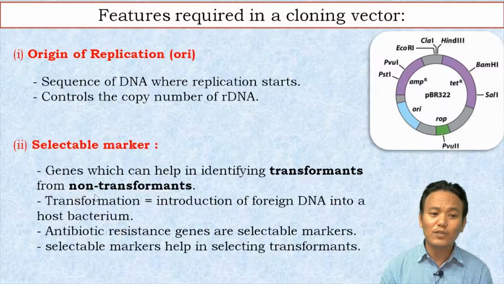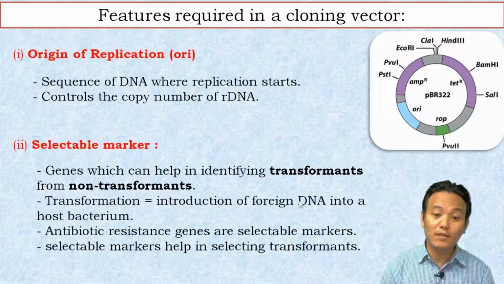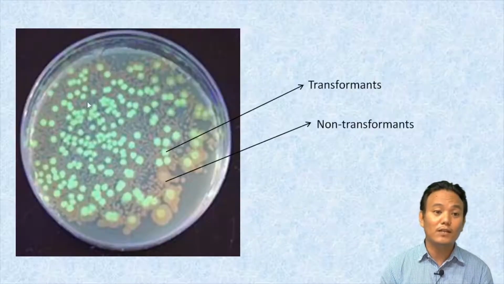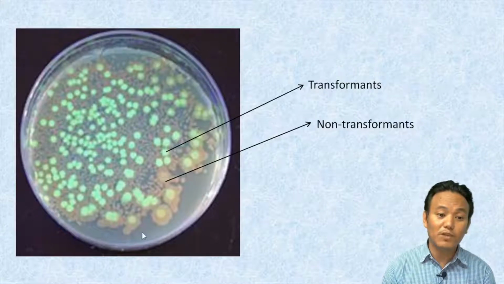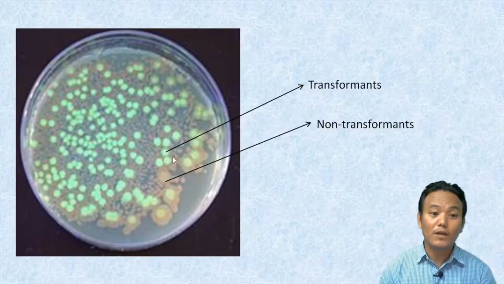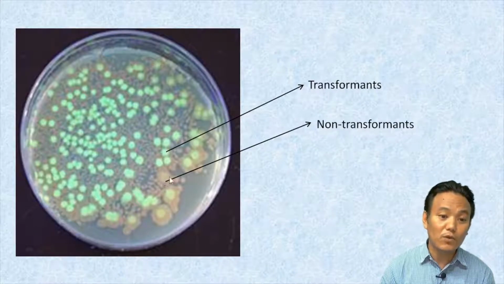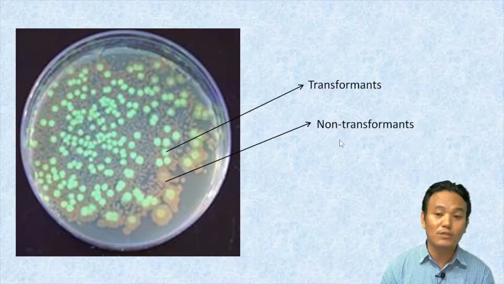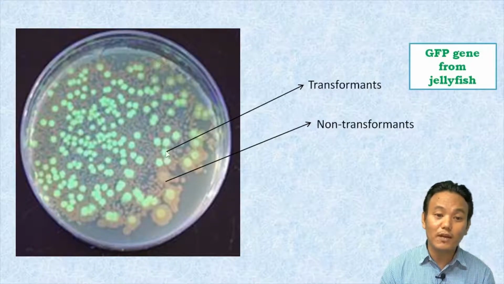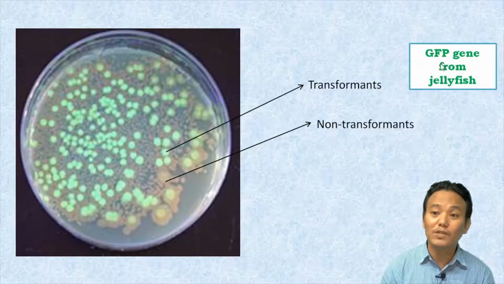Right? Transformants are those bacteria which now contain the foreign gene, and non-transformants are those bacteria which do not contain the foreign gene. So that's the difference. In order to understand this better, do you recall we saw this particular picture in our previous video? This petri dish contains two different colonies of bacteria. The ones which glow under UV light are called transformants, and the ones which do not glow under UV light are called non-transformants. Why? Because these bacterial colonies are glowing because they contain the foreign gene, the GFP gene, green fluorescent protein gene from jellyfish, right?